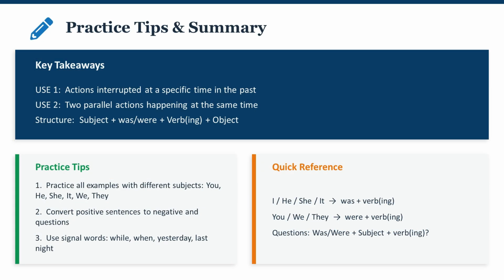Let us quickly summarize what we have learned in this chapter. The past continuous tense has two main uses. Use 1 for actions that were interrupted at a specific time in the past. Use 2 for two parallel actions that were happening at the same time. The structure is subject plus was or were plus the verb in its ing form plus the object. Remember, use was with I, he, she and it. Use were with you, we, and they.